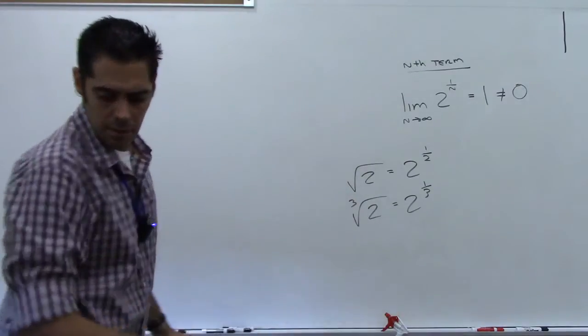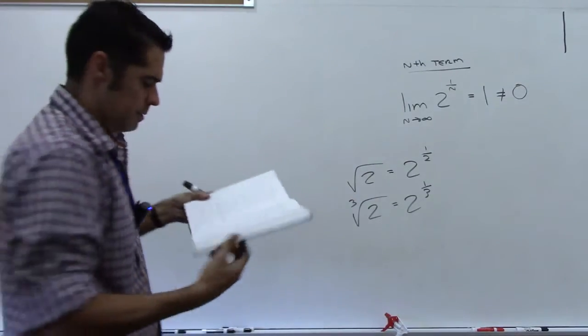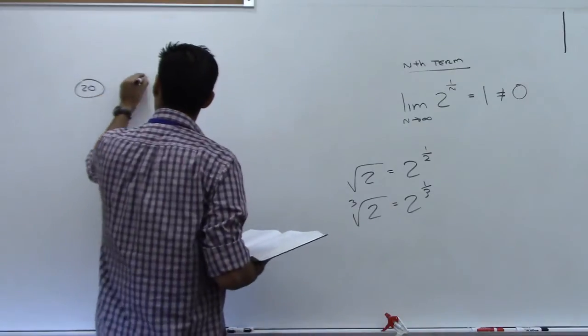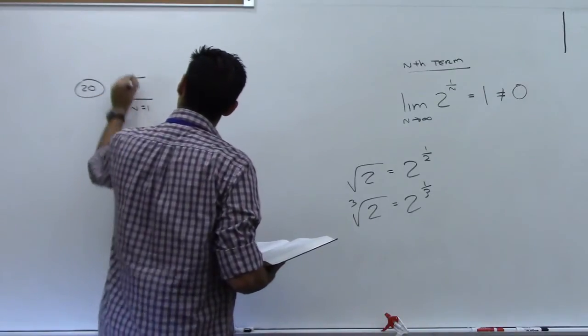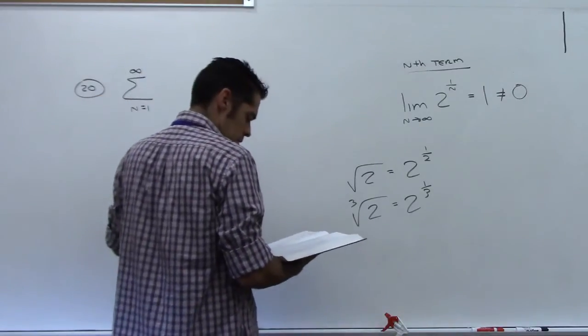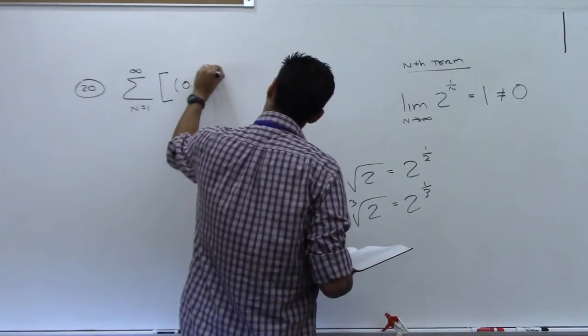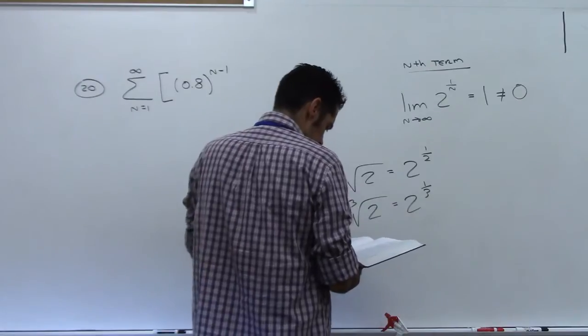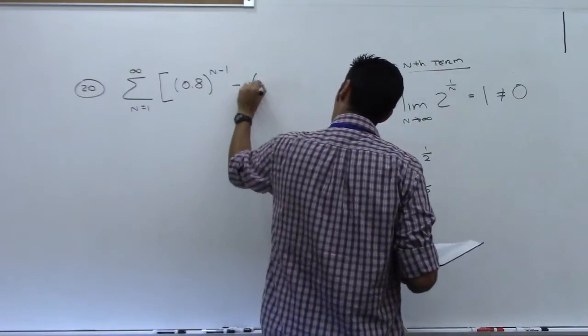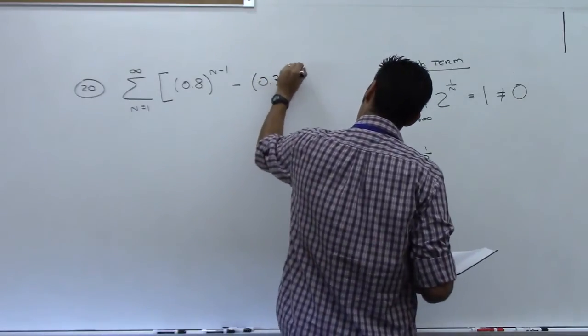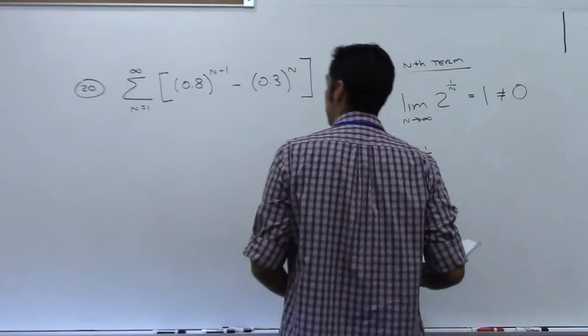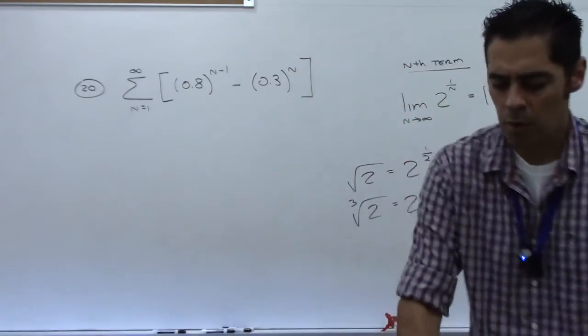Diverges. Sum n equals 1 to infinity, and then we have 0.8 to the n minus 1, and then minus 0.3 to the n. There we go. Look at where the n is.